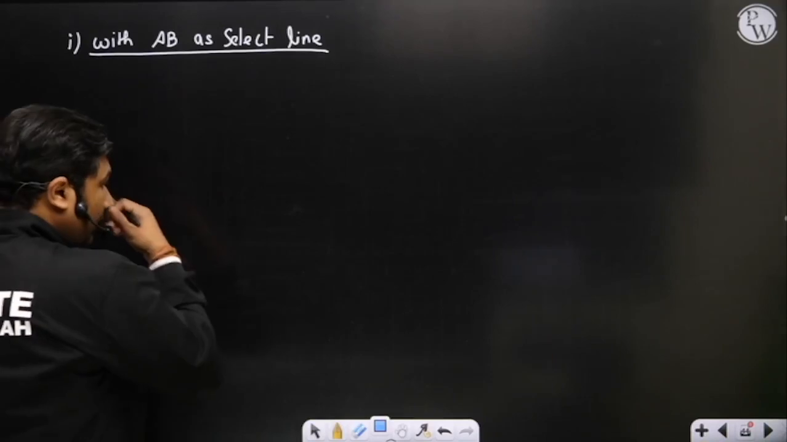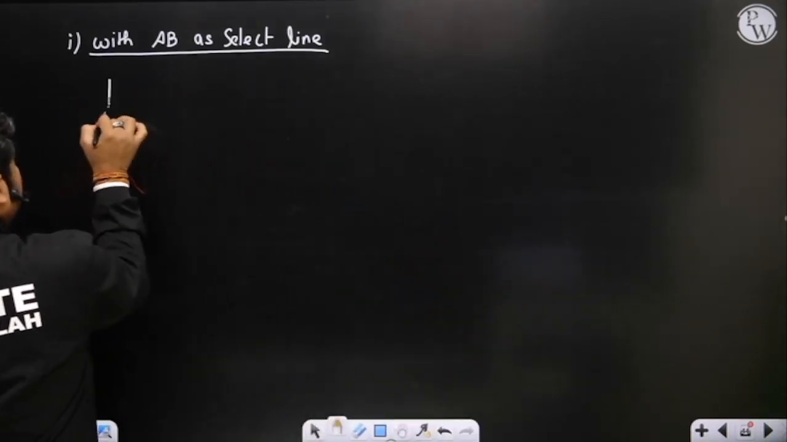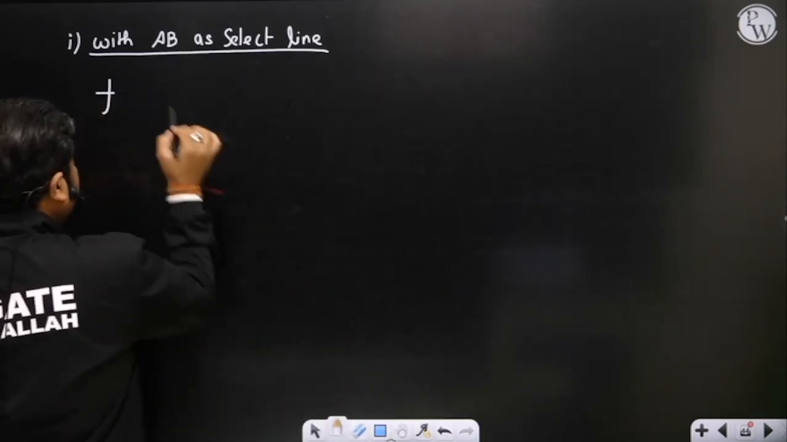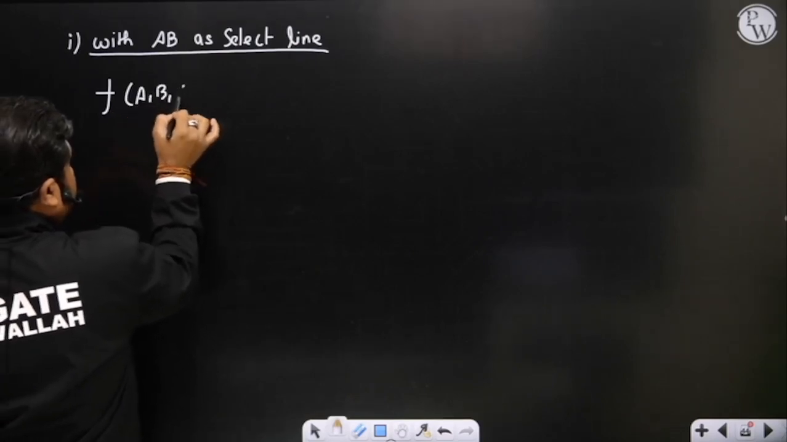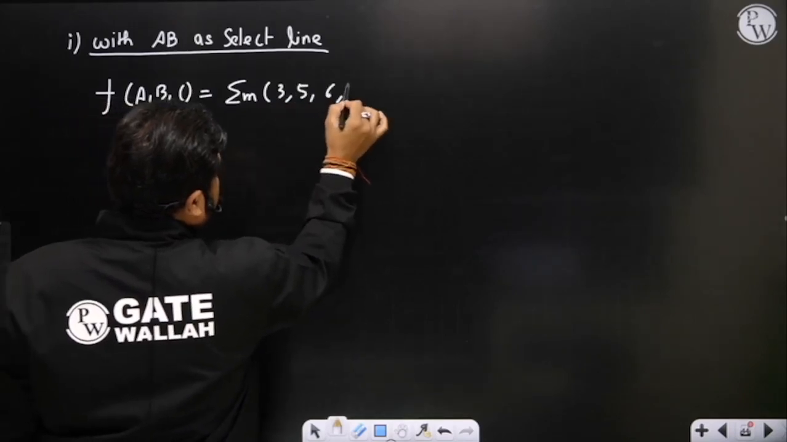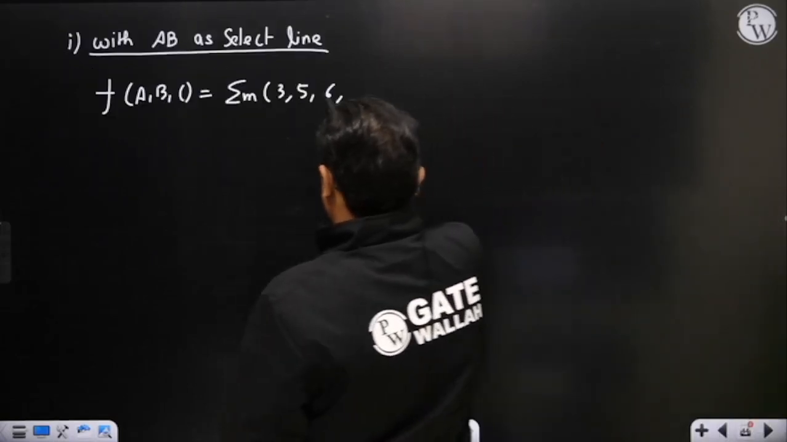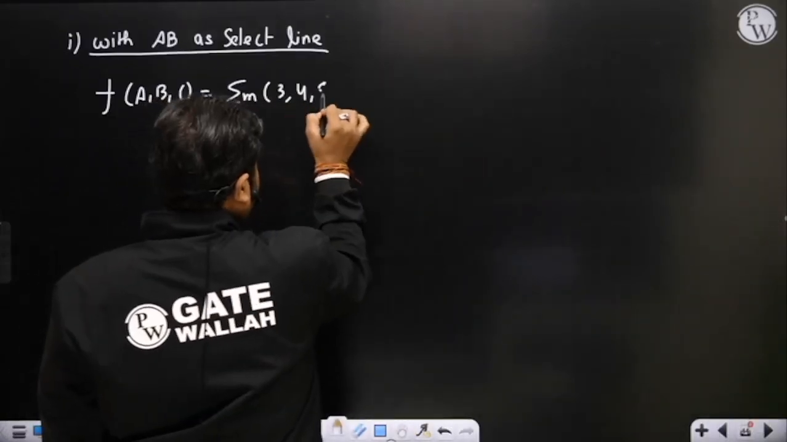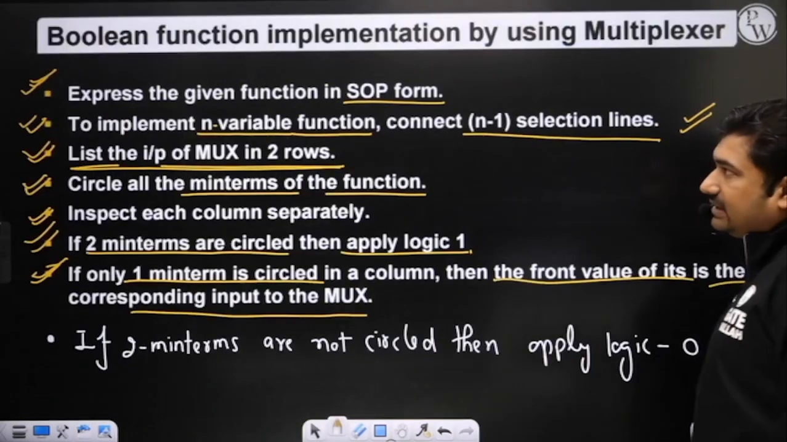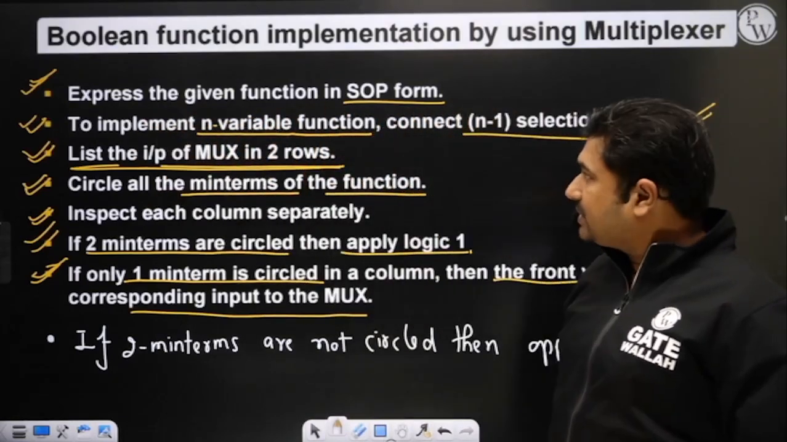Okay, now please observe. Express the given function in SOP form. So we have already expressed the given function in SOP form. A, B, C as summation of m 3, 4, 5, 6, 7. So the first step is to express the given function in SOP form. Already I have expressed the given function in SOP form.